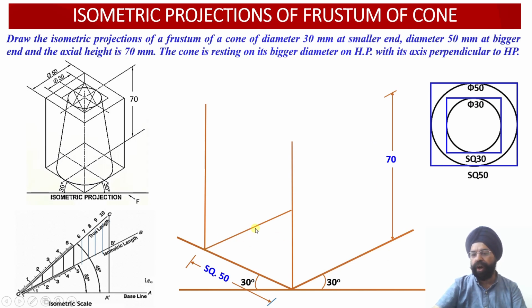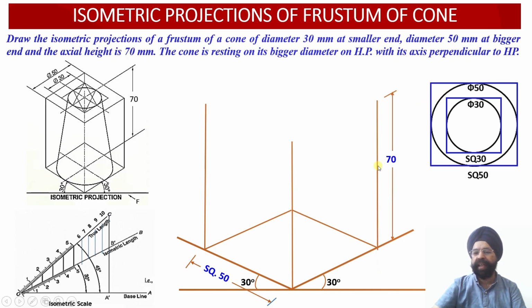We have to draw two isometric lines which will be parallel to the isometric axes. This isometric edge has been drawn parallel to the z-axis, and this isometric line, corresponding to one of the edges of the base, has been drawn parallel to the x-axis. Now this completes the construction of the square corresponding to the circular portion, the base of this frustum of the cone. Now we are going to complete the top face as well.